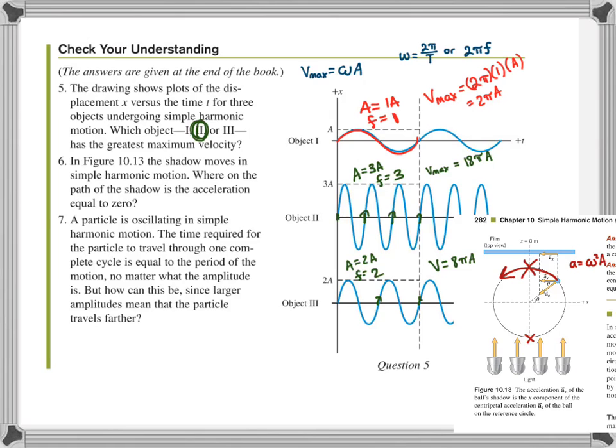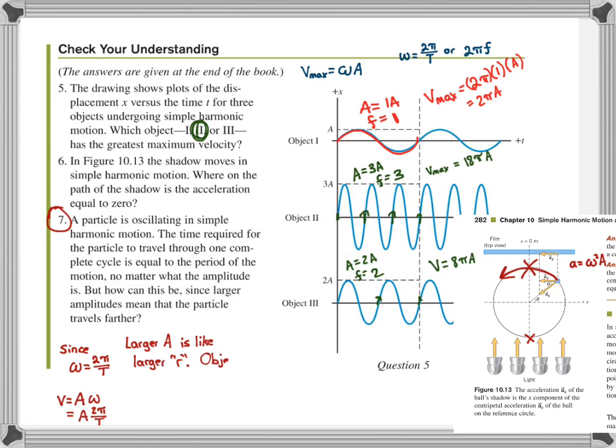For number 7, it says a particle oscillating in simple harmonic motion. The time required for the particle to travel through one complete revolution is the period of the motion, no matter what the amplitude is. But how can this be, since larger amplitudes mean that the particle travels faster? Alright, so angular frequency is 2 pi over T. It does not matter what the amplitude is. The angular frequency will be 2 pi over T. So if we have very wide amplitude or very small amplitude, if the period's the same, they both have the same angular frequency.